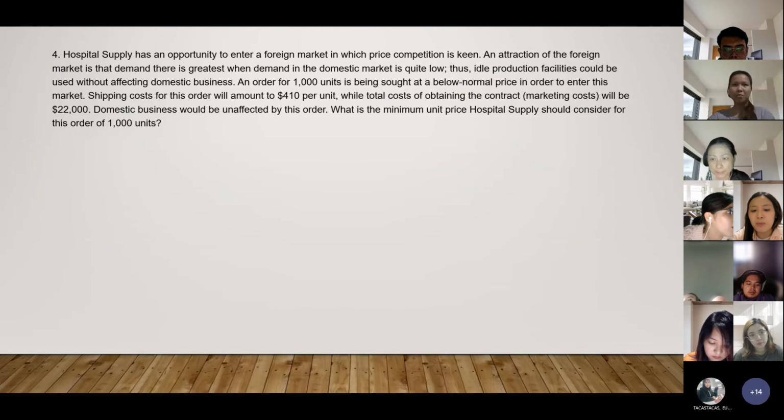So, the minimum price to be considered. So, variable cost. Sir, pa-next na po. Okay.